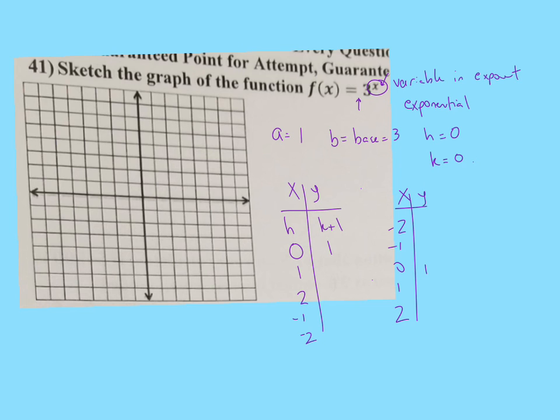I know 0 is 1. I plug in 1, I get 3, because 3 to the first is 3. I plug in 2, I get 9. I plug in negative 1, I get 1/3. I plug in negative 2, I get 1/9.